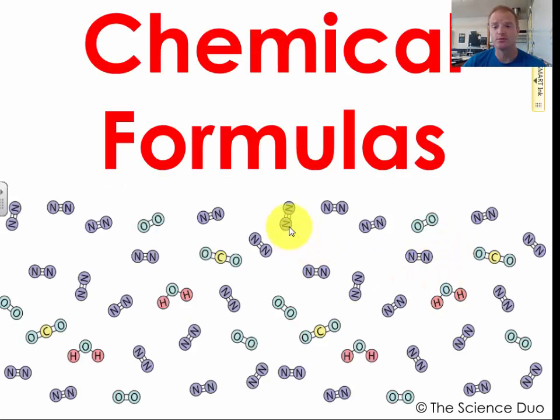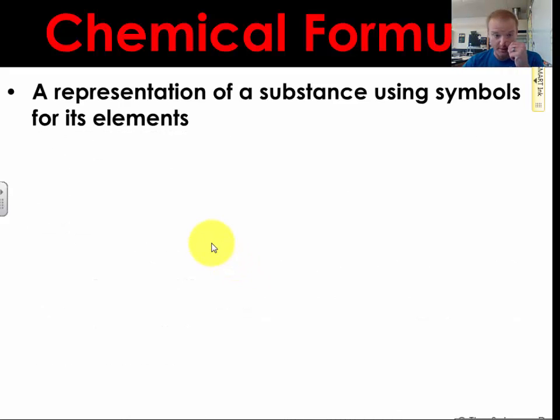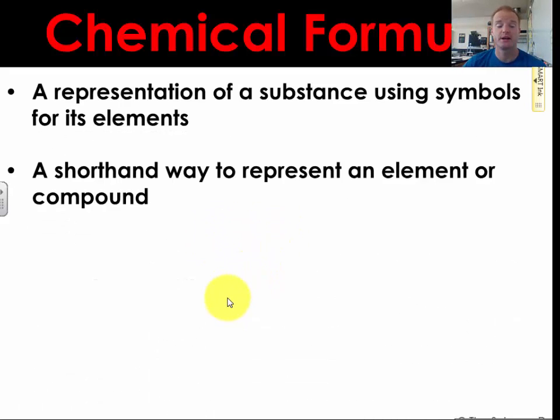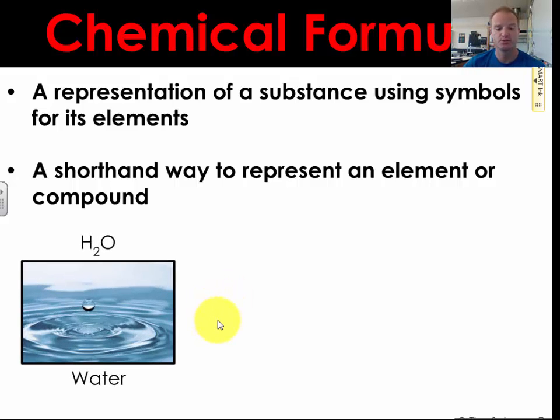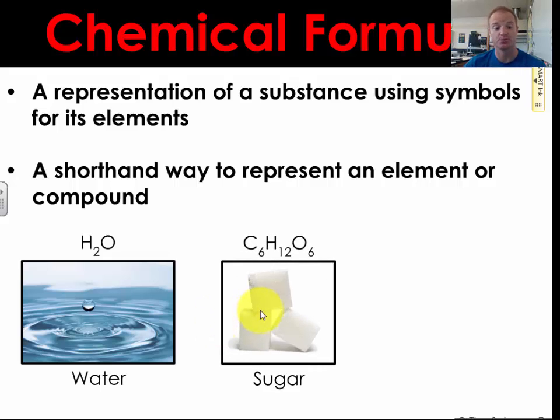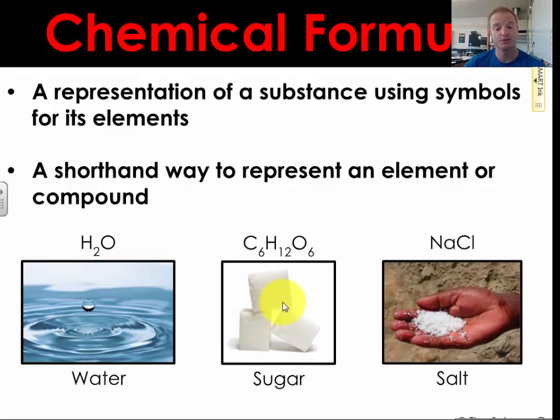So these are chemical formulas. This is how we read these different molecules when they put them together. The formula is the shorthand way of showing what that looks like. A chemical formula has two big ideas. It's a representation of a substance using symbols for its elements, a shorthand way to represent an element or a compound. Remember that image: we have water, sugar, a little bigger there, and things like salt also.